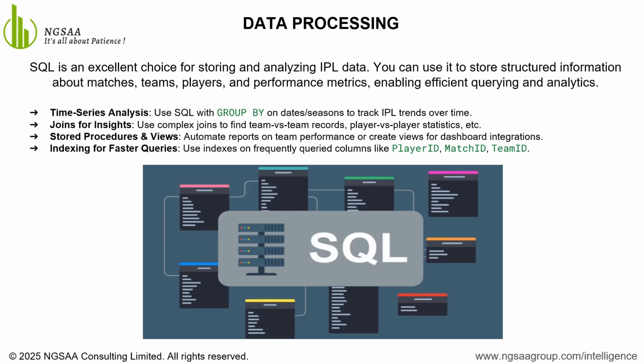Stored procedures and views. Automates reports and creates data views for dashboard integrations. Example, auto-generating a weekly performance summary for team management. Indexing for faster queries. Indexing on key columns like player ID, match ID, and team ID improves database performance. Example, instant retrieval of a player's strike rate across multiple IPL seasons. Why is this important? Efficient data processing allows IPL teams to make strategic decisions faster. Enhances real-time match analysis and predictive modeling.